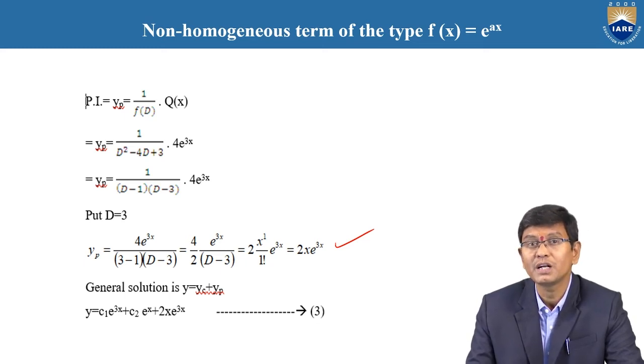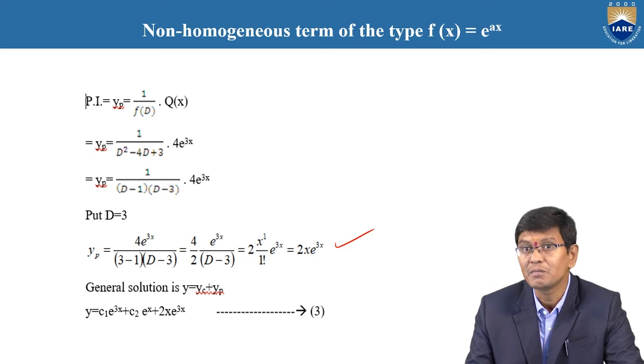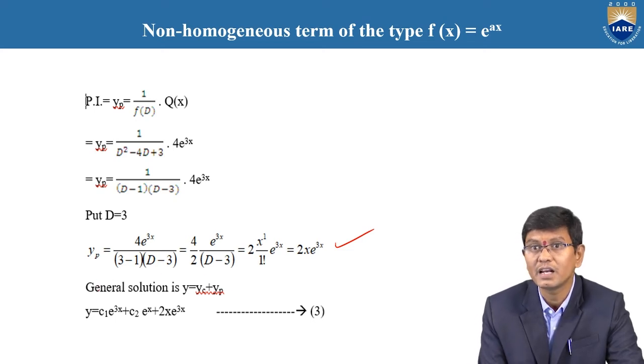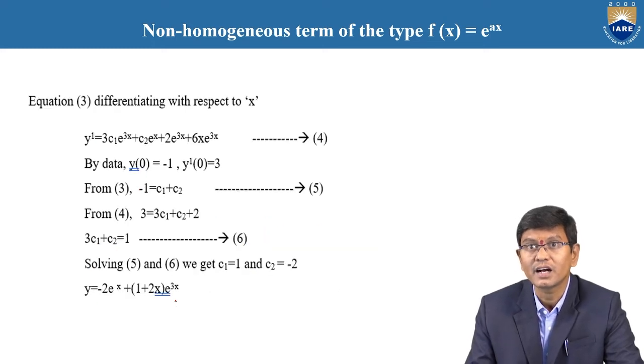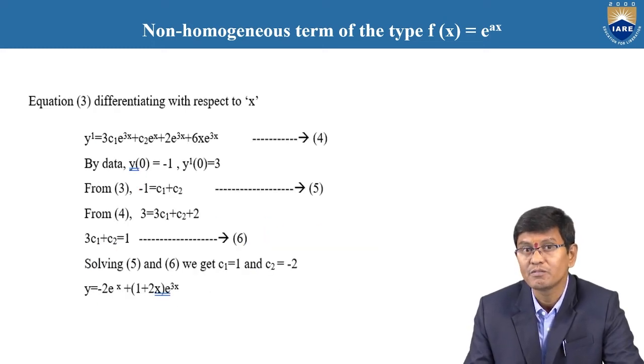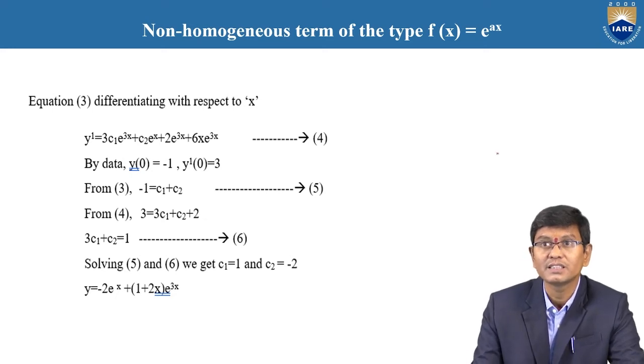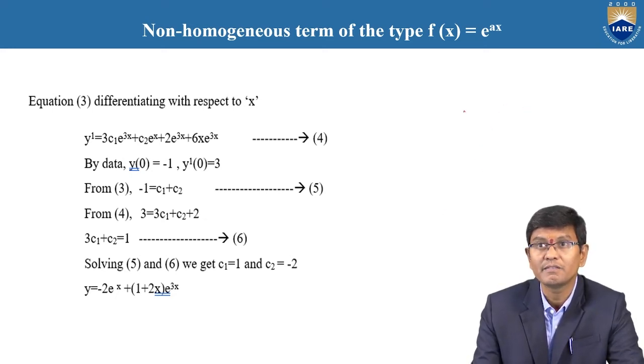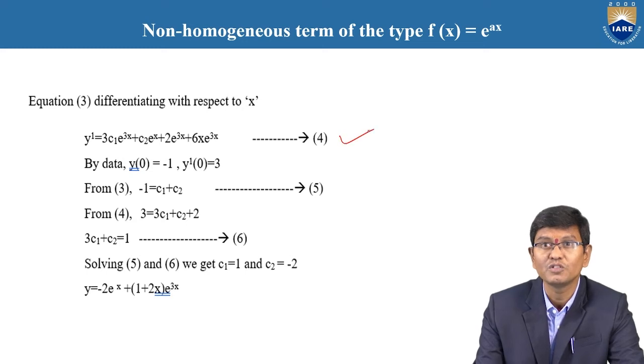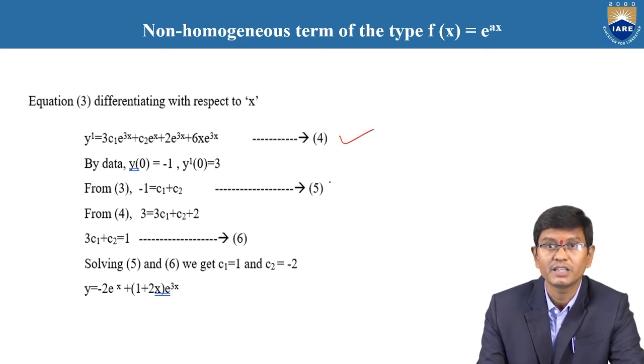Now, we need to do that by using the initial value problems. We need to eliminate the values c1, c2. Here the initial values are given: y of 0 is equal to minus 1, y dash of 0 is equal to 3. Therefore, with the help of the third equation, you need to apply the derivative, and again by using the derivative, you need to replace y of 0 is equal to minus 1, y dash of 0 is equal to 3.